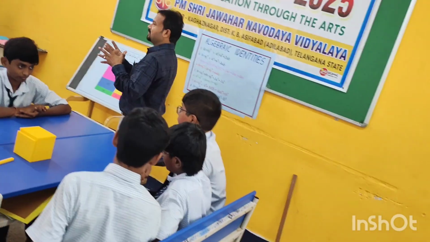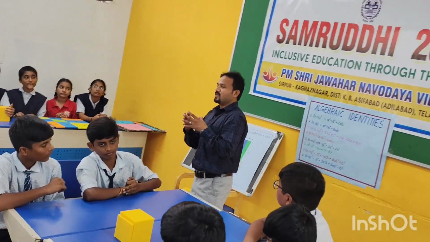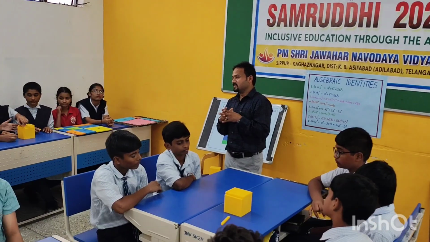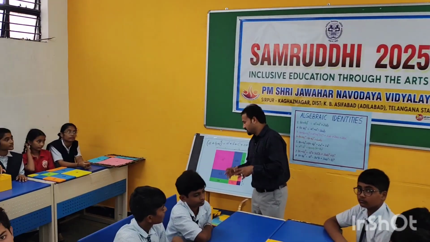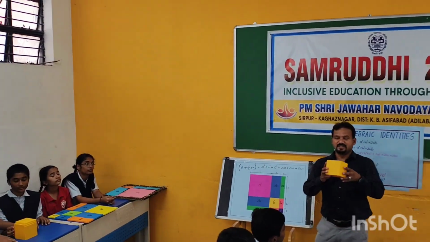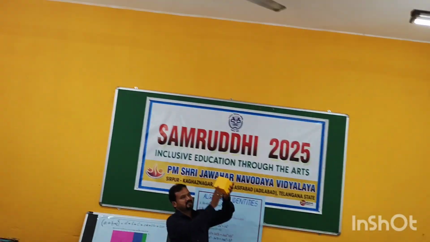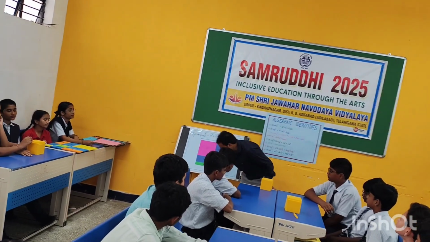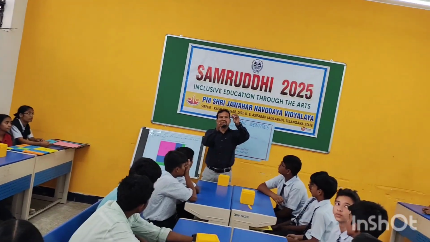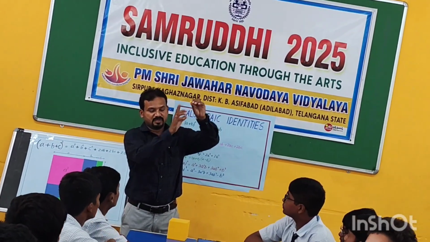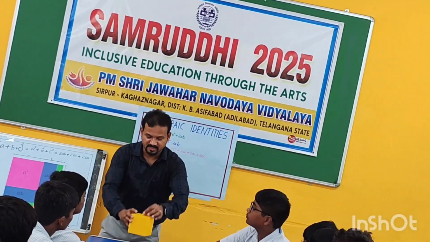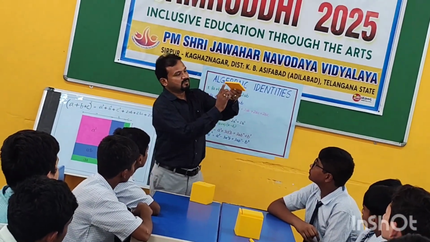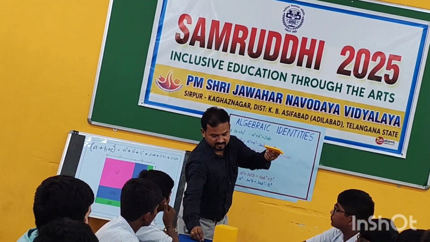Most of you are able to arrange. You are forming a cube, A plus B whole cube. But you are unable to explain. Once you see this is a cube whose side is A. So what is its volume? A cube. Now this is a cube whose side is B. So what is its volume? B cube. So I took A cube and B cube. Now you see this one.